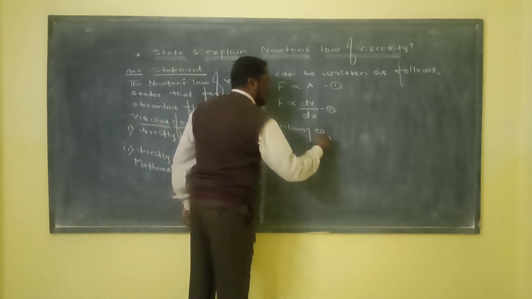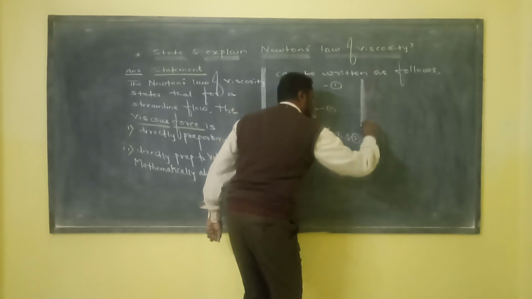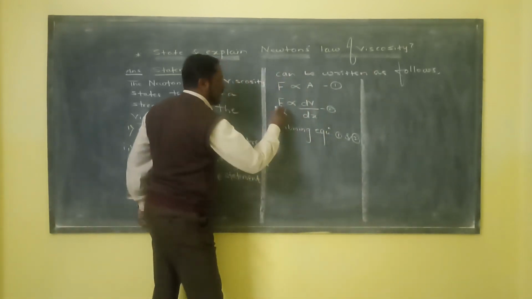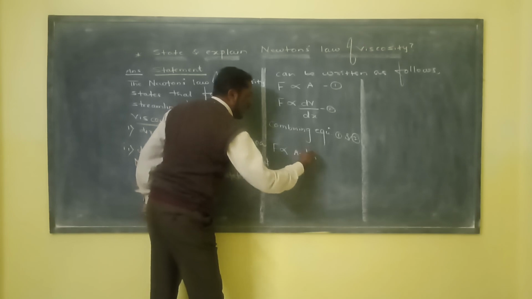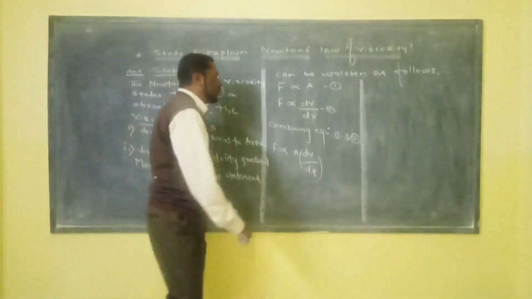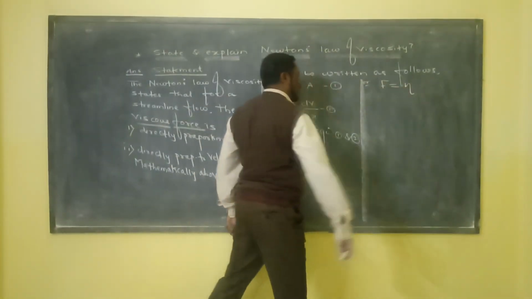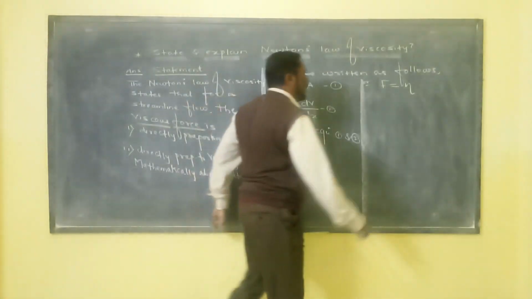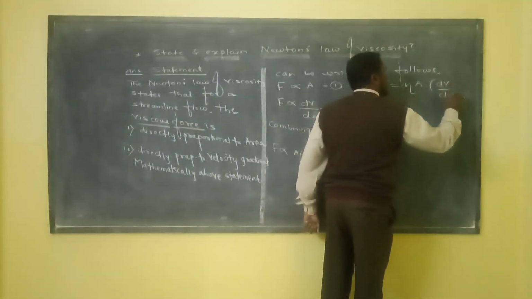Combining equation 1 and 2, what can we write? That is, F is directly proportional to A and dV by dx. F is proportional to A into dV by dx, or F is equal to eta into A into dV by dx.